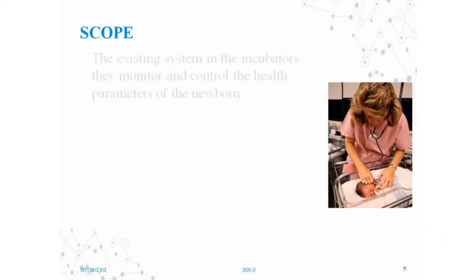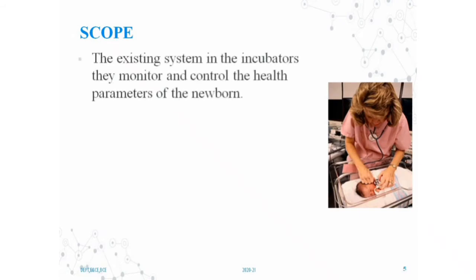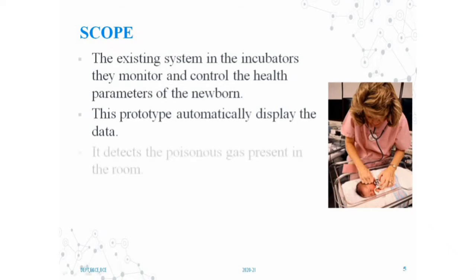Scope. The existing systems in the incubator monitor and control the health parameters of the newborn. This prototype automatically displays the data for review by means of an LCD. It detects the poisonous gas present in the room. Using a gas sensor, it detects toxic gas present in the room.